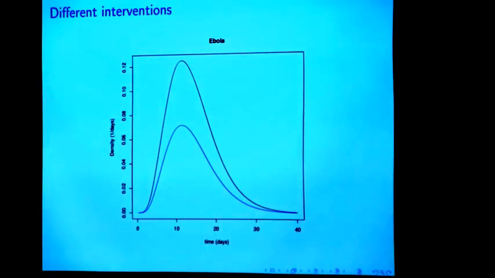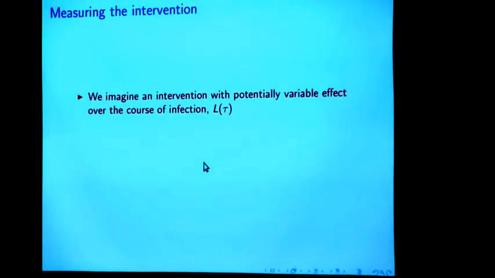But I could also ask, what if I had a more speed-like intervention? What if I was finding people and trying to put them in quarantine, infection control? Here I don't have a constant intervention strength, but I could still ask, what's the area under the curve? How well have I controlled the spread of disease?